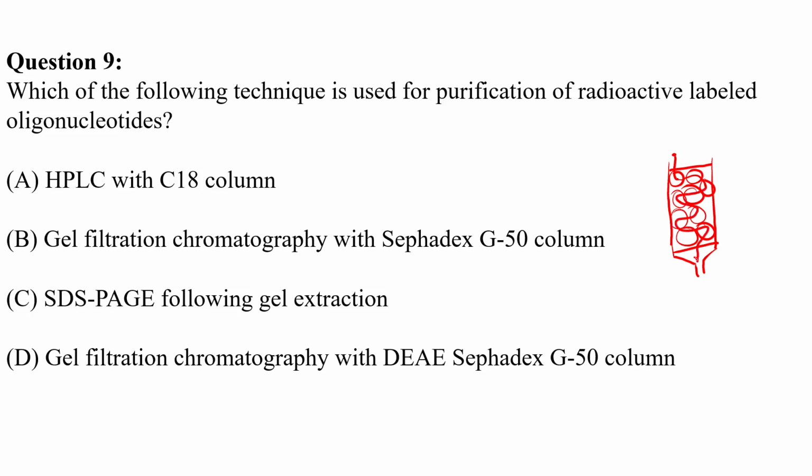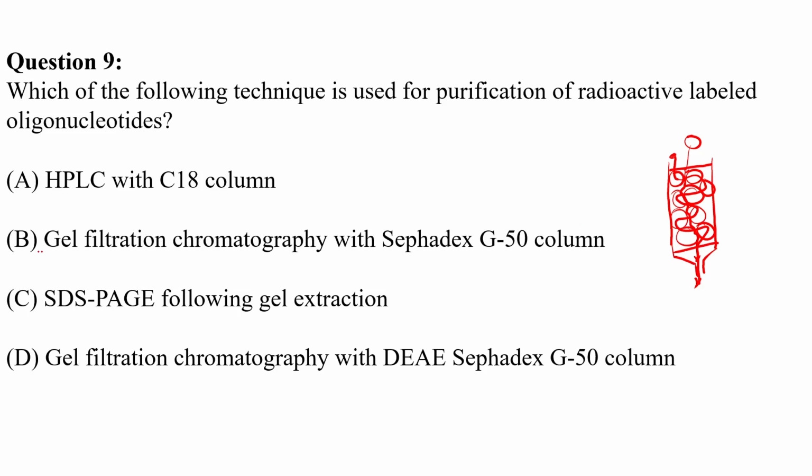Whereas if we have a bigger molecule that cannot enter the pores, it will move directly and come out faster. The smaller molecule will take more time because it is traveling through each and every bead, whereas the larger molecule will elute before the smaller molecule, because it cannot enter these pores, so it will just move through the void spaces between the beads and come out faster.